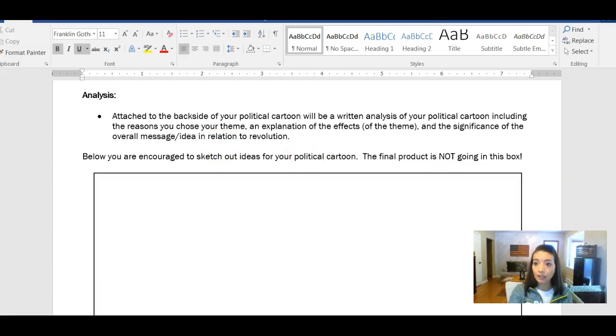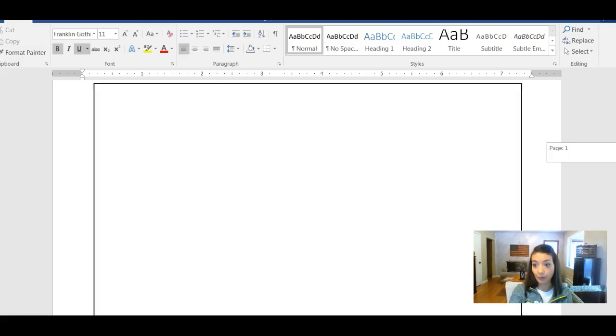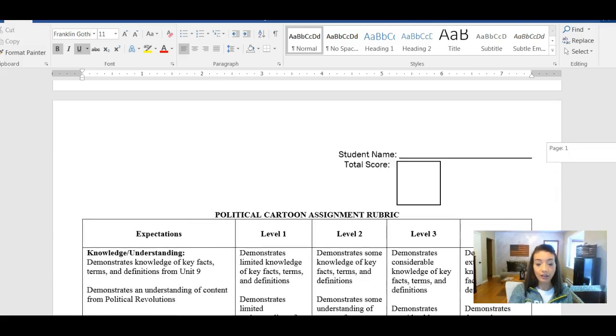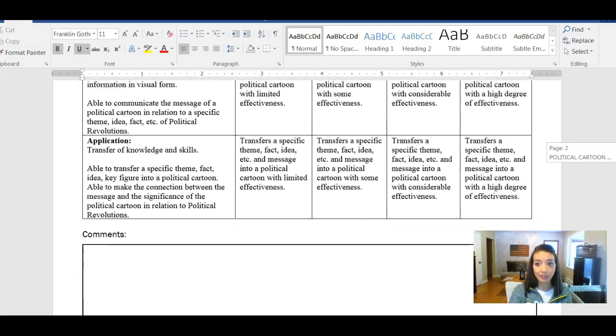Okay, so here is a place that you can start sketching out your ideas. This is not where the final product is going to go. Okay, and then here I've included a rubric, so this is how you are going to be assessed on the cartoon.